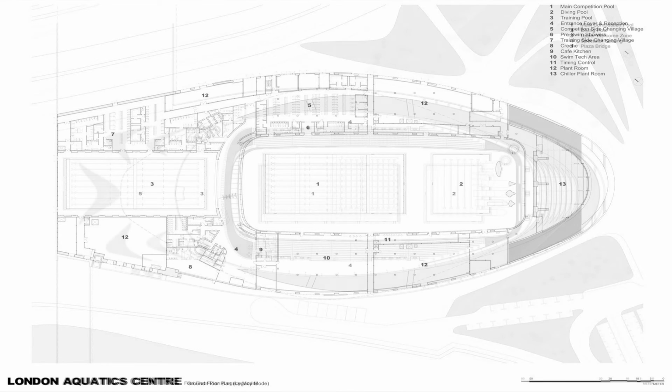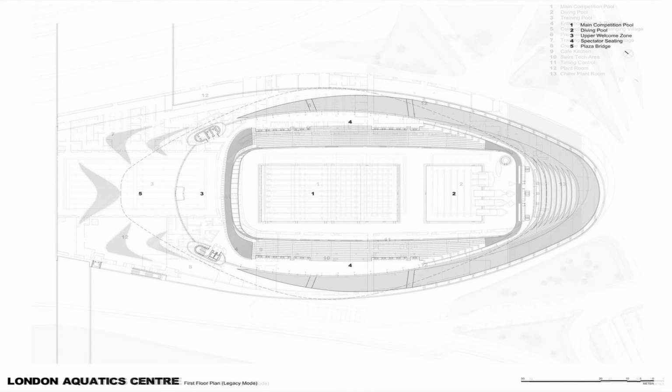So on the first floor we have the main competition pool and the diving pool that we can see from the first floor. Then the third one being the upper welcome zone. Fourth is spectator seating and fifth is a plaza bridge.